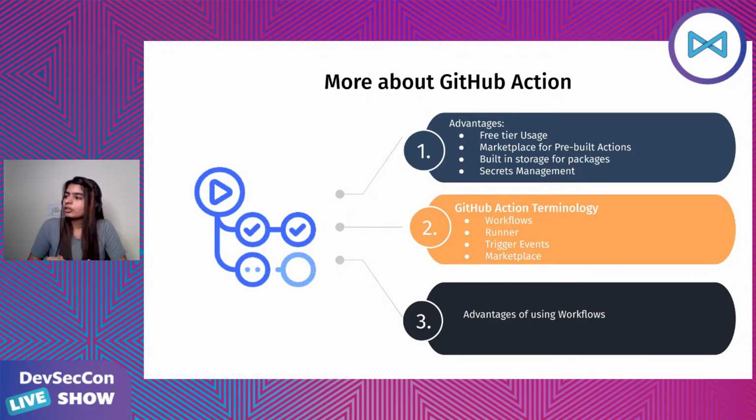Then comes some of the terminologies which we should know about GitHub Actions if we are working on it. First is workflow. So what is a workflow? A workflow is a configurable automated process which is made up of one or more jobs. You must create a YAML file to define your workflow configuration.